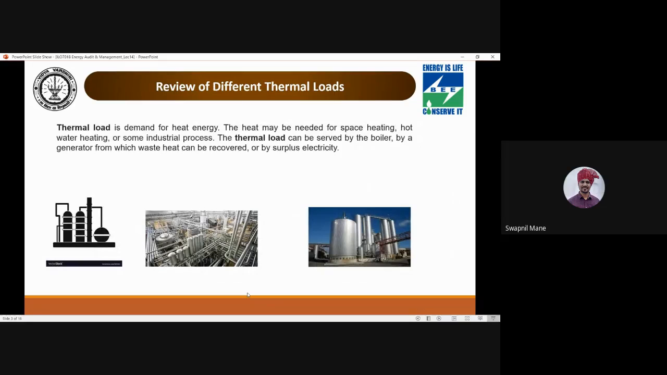What are the thermal loads? When we talk about different types of thermal loads, thermal load is the demand for heat energy. The heat may be needed for space heating, hot water heating, or for some industrial process. The thermal load can be served by the boiler, by a generator from which waste heat can be recovered, or by surplus electricity. That means the thermal load can be served by the boiler, or it can come from waste heat recovery, or it can come from surplus electricity in the means of heating.